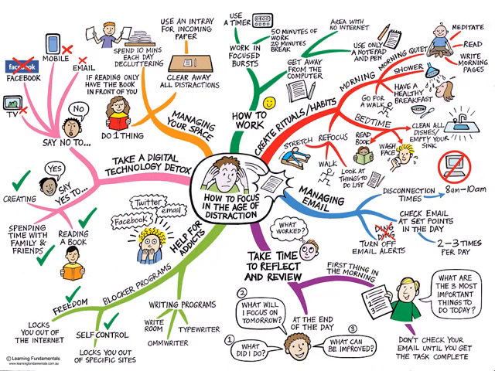So this is, again, a really pretty version of a mind map, but you can see how the main problem was how to focus in the age of distraction, which is very relevant, right? And then you can see how the main thoughts that this person had were, starting with the bottom right purple and going clockwise: take time to reflect and review, help for addicts, take a digital technology detox, manage your space, how to work, creating rituals and habits, and managing email.